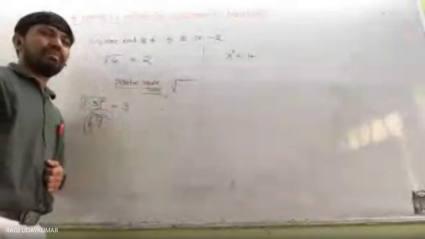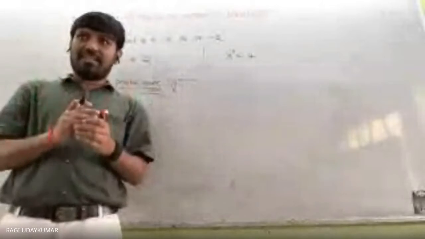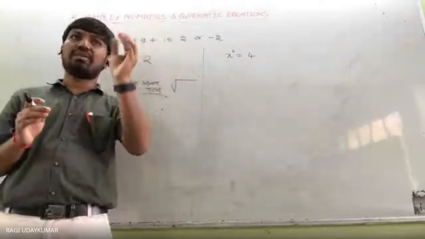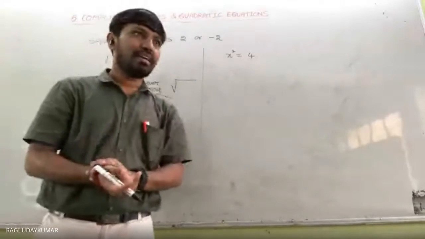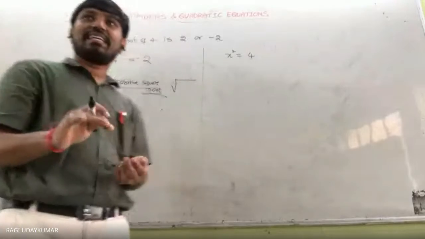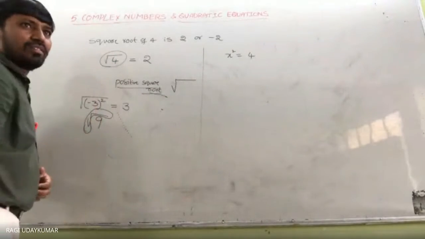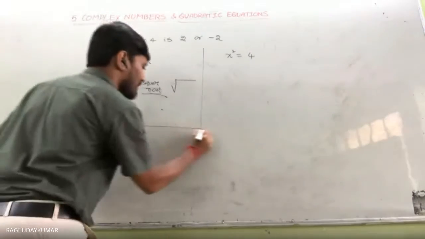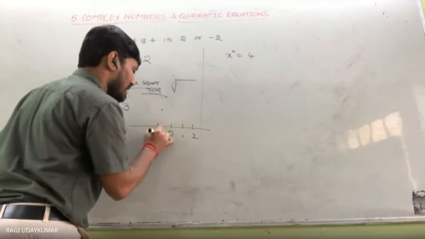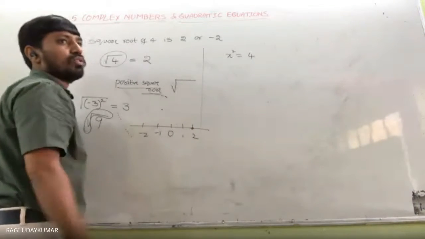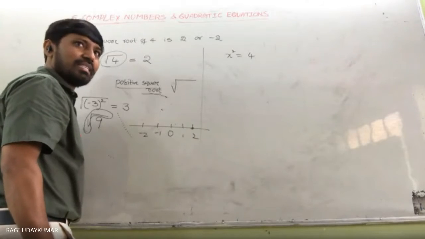How, sir? Why is it like that? Normally, on a number line, every number can be represented at only one place, uniquely. Suppose I said 2; 2 will not be in two different places. Like that, if I say root 4, then root 4 will be at only one place. Suppose I take a number line with 0, 1, 2, minus 1, minus 2. Root 4 means this is root 4. This is not root 4. Okay? Understood?